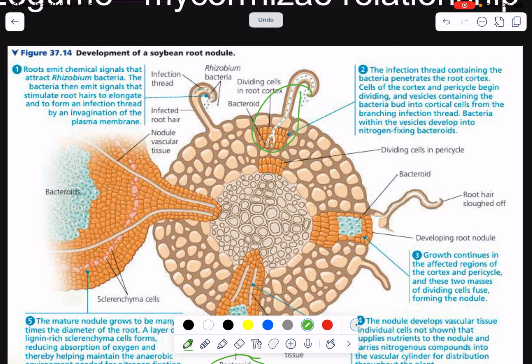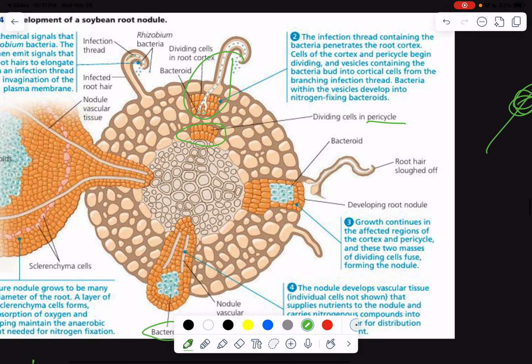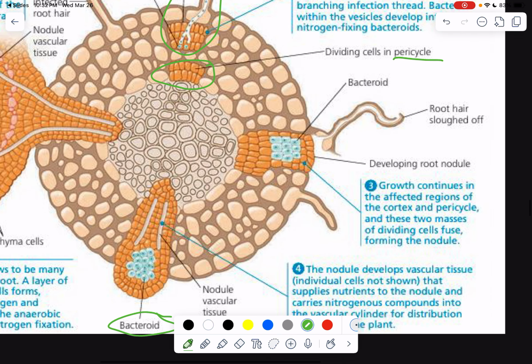The cells of the cortex and pericycle begin to divide, and vesicles containing the bacteria bud into cortical cells from the branching infection thread. Bacteria within the vesicles develop into nitrogen-fixing bacteroids. So you can see here that the bacteroids are beginning to form, and then growth continues in these affected regions, and the two masses of dividing cells fuse and form the nodule.